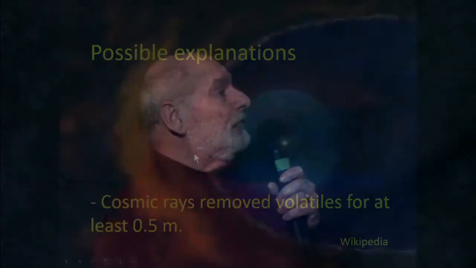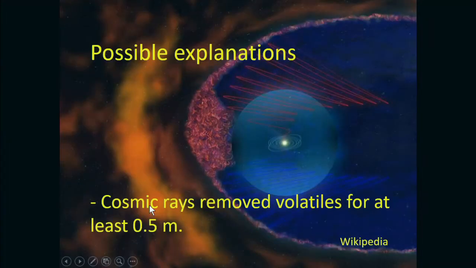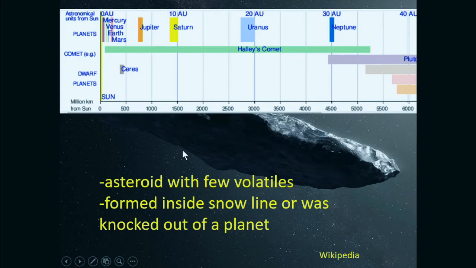One explanation: cosmic rays over the million years or whatever it was in space removed the volatiles down to about half a meter, because the heat from the sun only could have gone that deep. So that's one theory. Another is this is an asteroid with few volatiles.